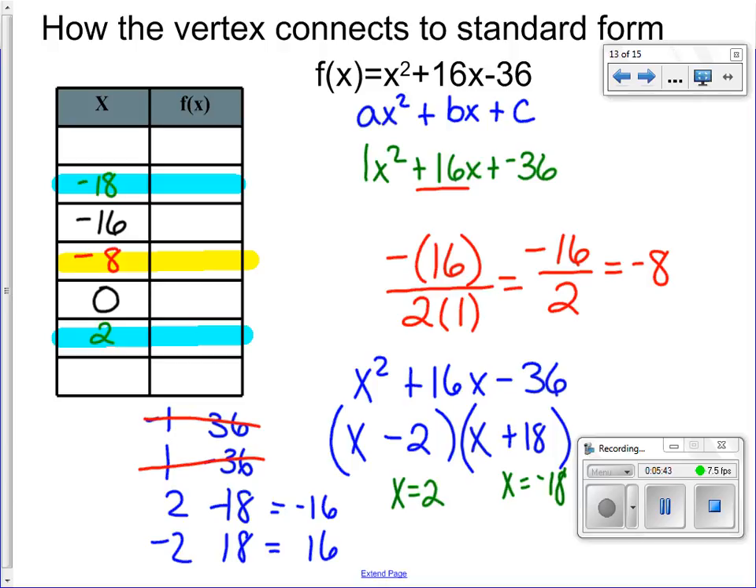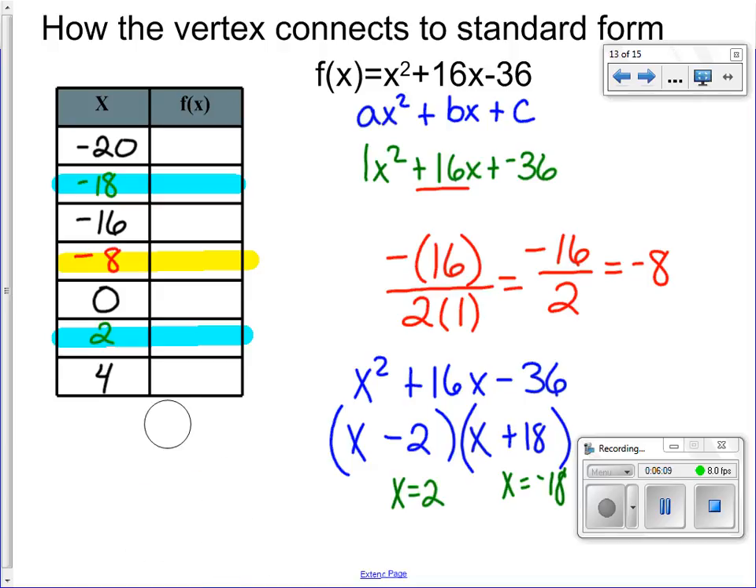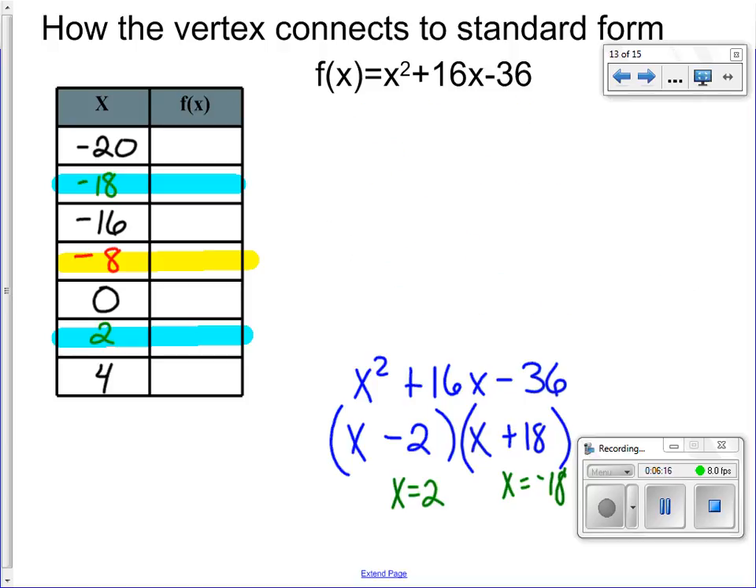Alright, so let's just say I go another 2 steps away from 2, so up 2 more, that'll put that at 4. If I go down 2 from negative 18, that'll put that at negative 20. Now I've got some inputs, and I just need to evaluate them. Alright, so let me clean things up a little bit. Now I could plug those values into standard form and probably get done with this in a reasonable amount of time.